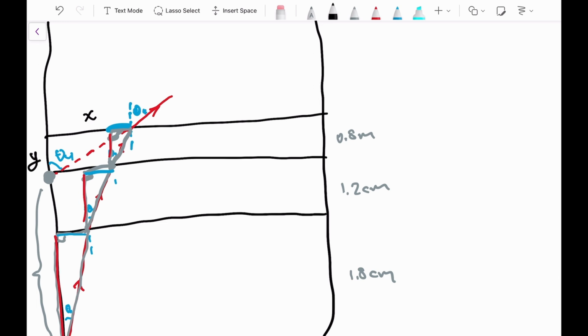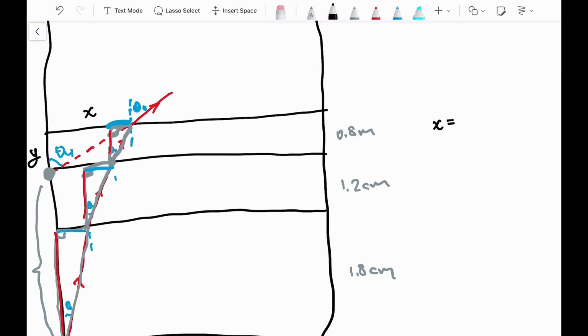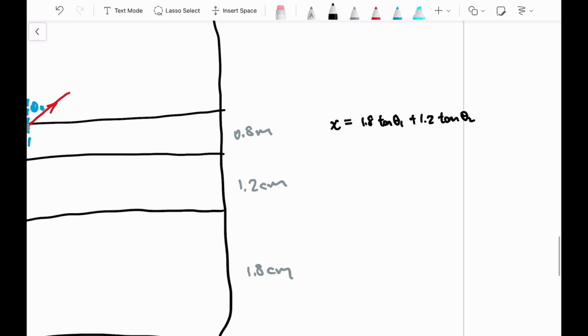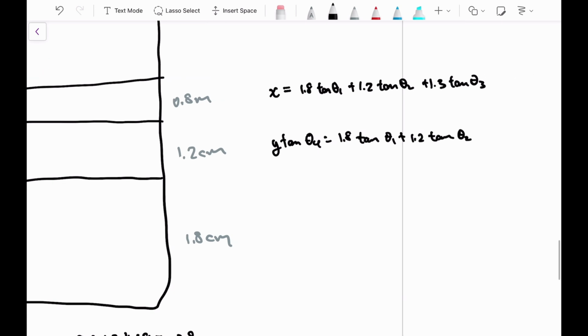Okay, so the idea is that x is equal to, because tan of theta is equal to the blue one divided by the red one. So therefore, essentially what we can do is that we times it by the red one. So this will be 1.8 times, not sine, cosine, now tan of theta 1 plus 1.2 tan of theta 2. Okay, this is excellent, and over here we can actually see something. So if we link these two equations, we get y tan of theta 4 is equal to 1.8 tan of theta 1. And this is the equation.